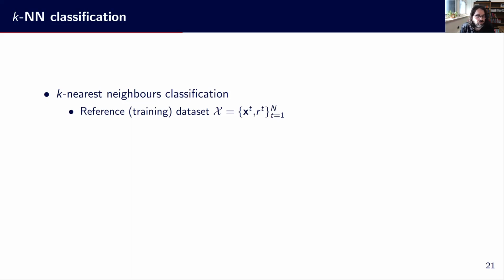So for making k-nearest neighbors classification, we need to get a reference data set. We call this a reference, but it is basically the training data set that we were using before for estimating, for example, the parameters for parametric classification. So we have our data set, which is made of n samples, which are the data and the label corresponding to the data itself.